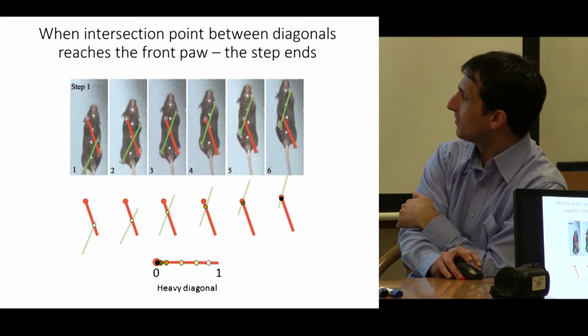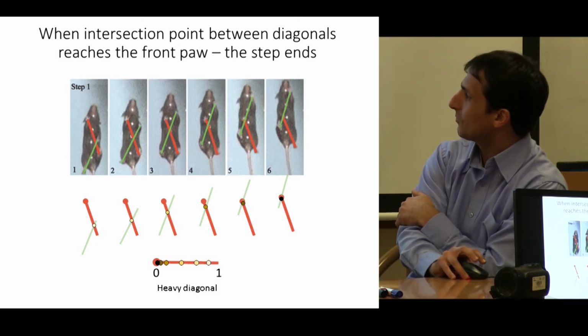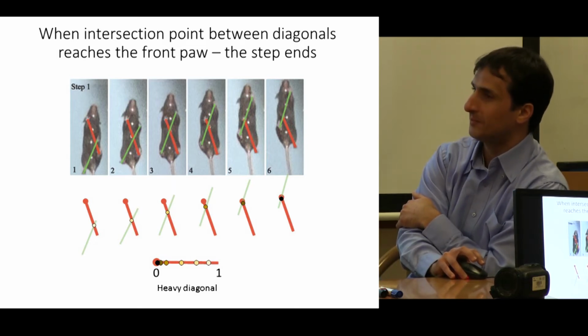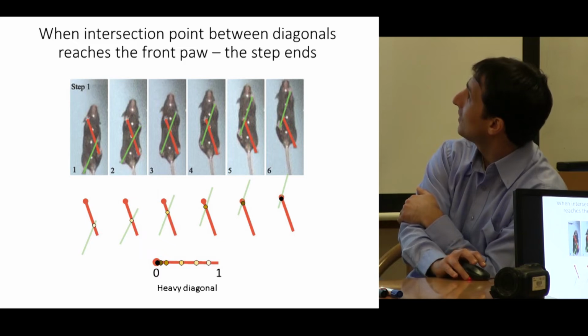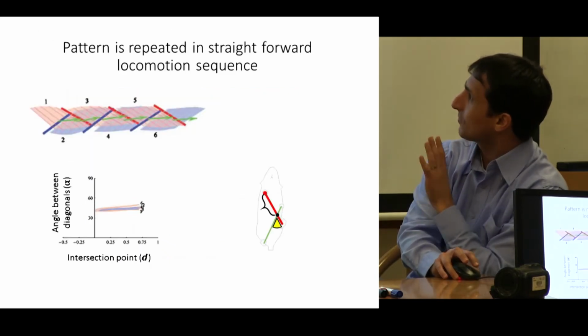when the step ends, you see that the intersection point progresses towards the front paw. And the step ends when this diagonal reaches the front paw, as you can see here very clearly. And this is not just for this particular step.